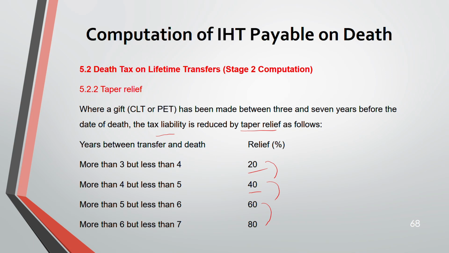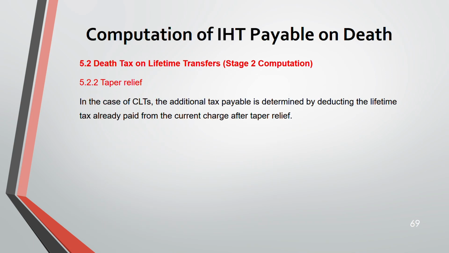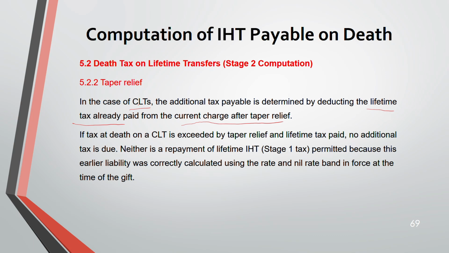More the years, more the relief. Now, in the case of CLT, what happens? You are paying additional tax. So that additional tax payable is determined by deducting the lifetime tax already paid from the current charge after taper relief. When you're deducting the lifetime tax that you've already paid, how do you deduct for CLT? This is only for CLT. Whatever is your current charge, after the taper relief only you will deduct. You understand?